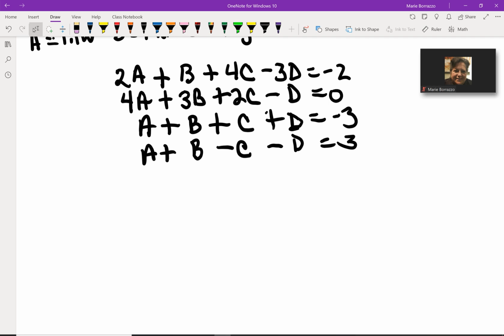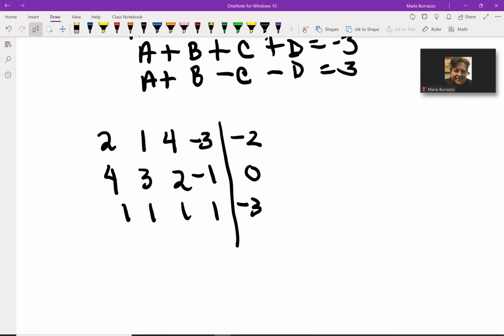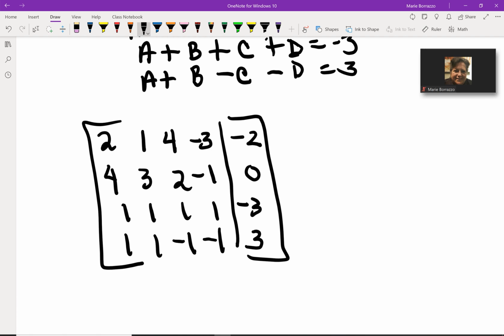So we're going to start by creating an augmented matrix. And so I'm going to start with 2, 1, 4, -3, and the solution -2. Here we start with 4, 3, 2, -1, and 0. Here we have straight ones across. They're all positive, and a -3 for a solution. And leading to 1, 1, -1, -1, +3. And this is where we are at this moment.